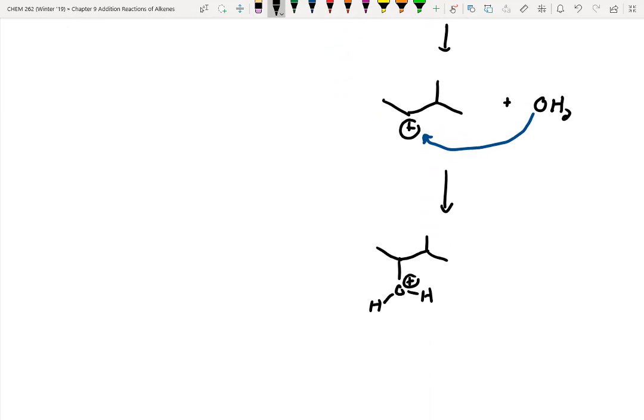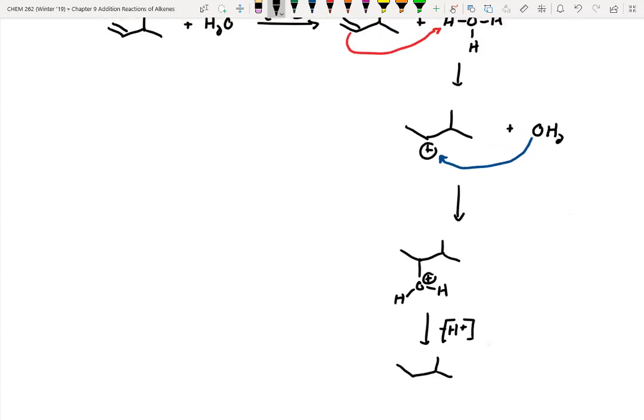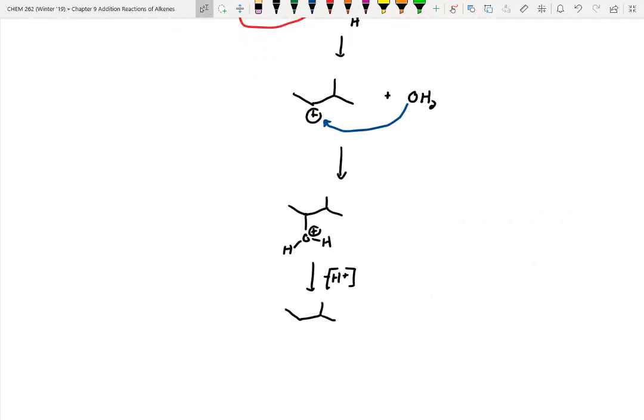And I'm just going to follow this kind of down the page. We could lose our proton in this last step. Let me zoom out a bit. There we go. And we could get our alcohol right there. So that's one potential product we could get out from this.